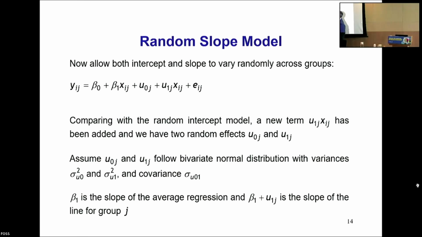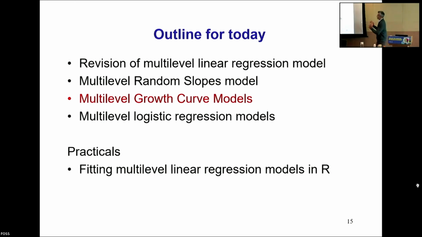So this comes at a lot of costs to model assumptions, because we're assuming that all these variance terms follow a bivariate normal distribution with constant variances, and as well as there is a covariance, a correlation between the U0Js and U1Js, the intercept and the slope variances that we estimate. So, okay, that was all of last week's class.